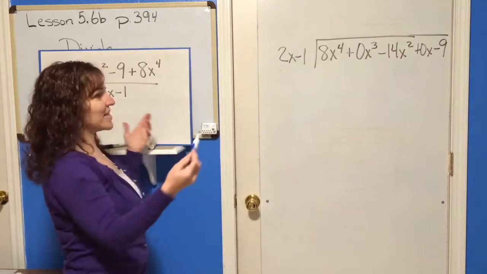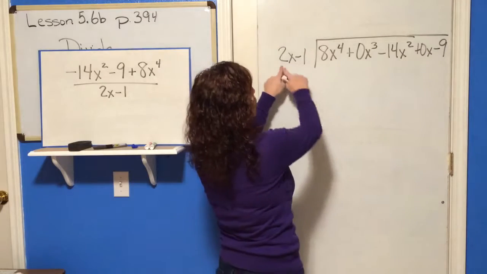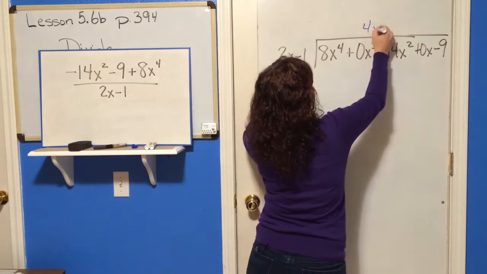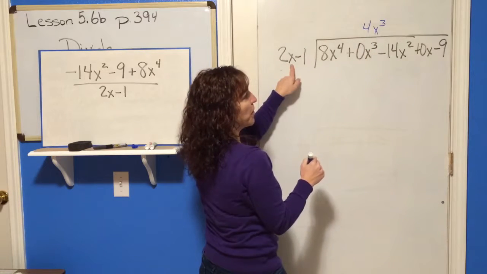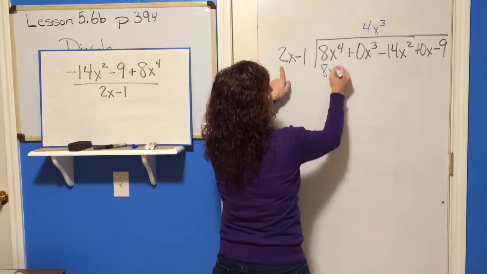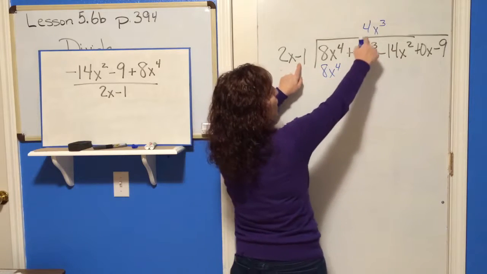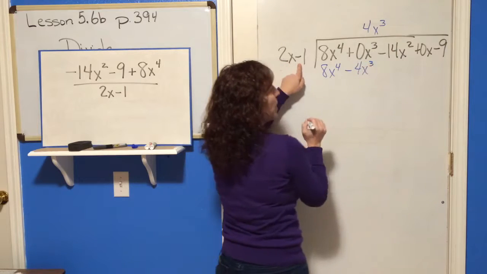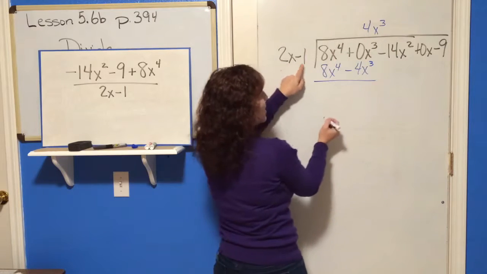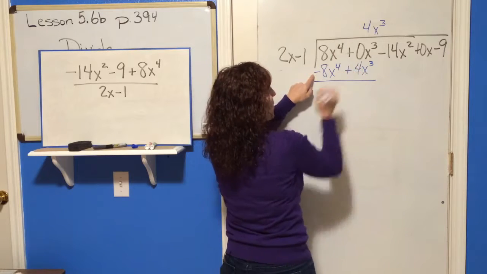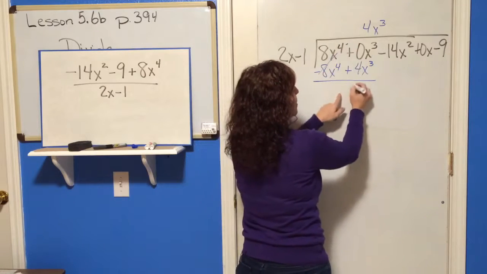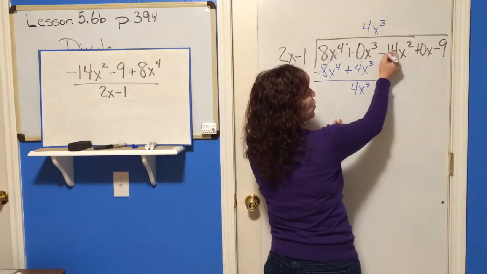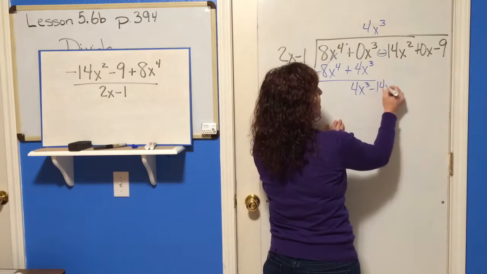And it's longer, but it's not harder. So 2 times 4 is 8, and x times x cubed gives you x to the 4th. So there's your 8x to the 4th power. Now don't forget, negative 1 times 4x cubed is negative 4x cubed. You divide, multiply, subtract, change all of the signs here. This one drops out, and this becomes 4x cubed. Now bring down the negative 14x squared.